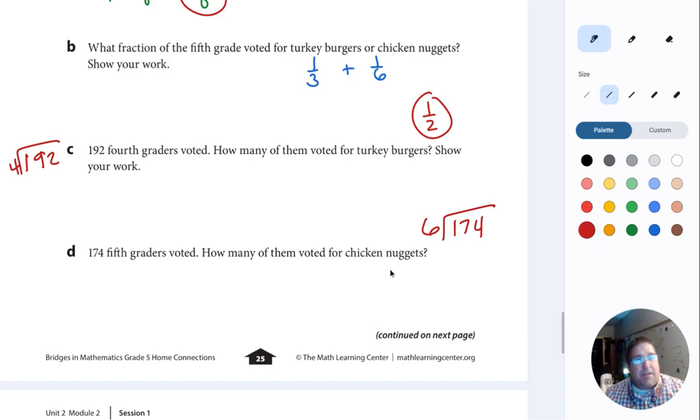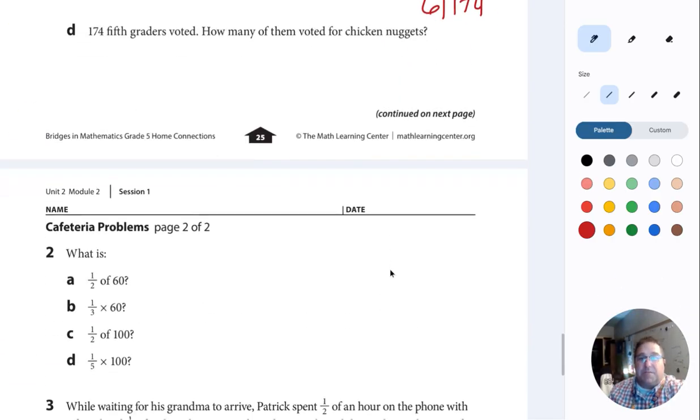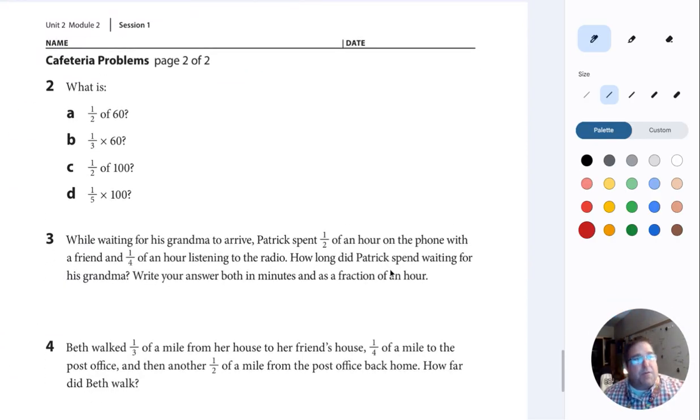And then our last page is going to continue this idea of finding a percent of a number. So we're looking for a half of 60. Really, these are just going to be division problems. If it's 1/2 of 60, that just means 60 divided by 2. What's half of 60? 30. Okay? For B, and we'll say A right here.